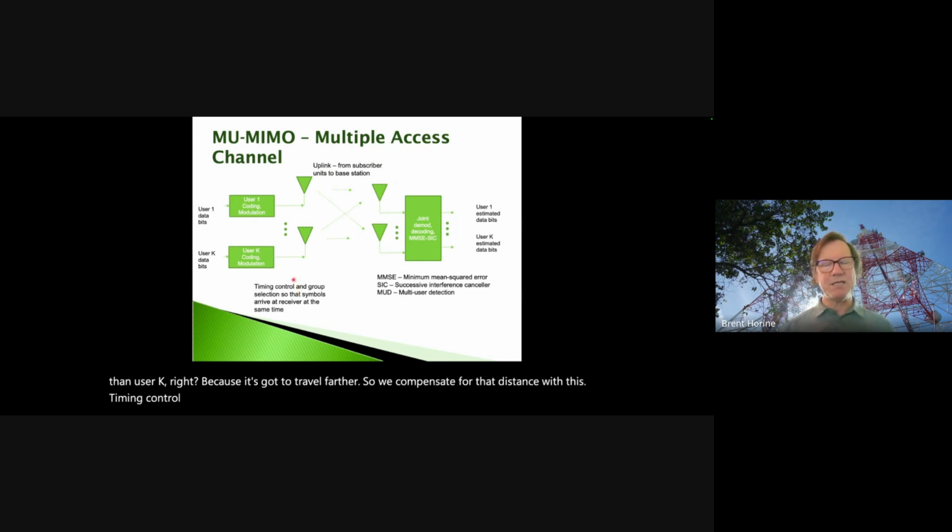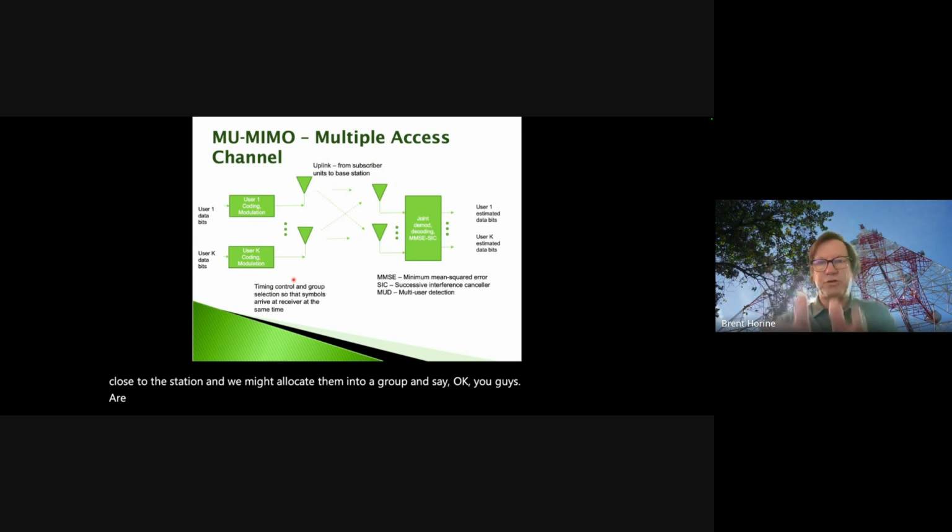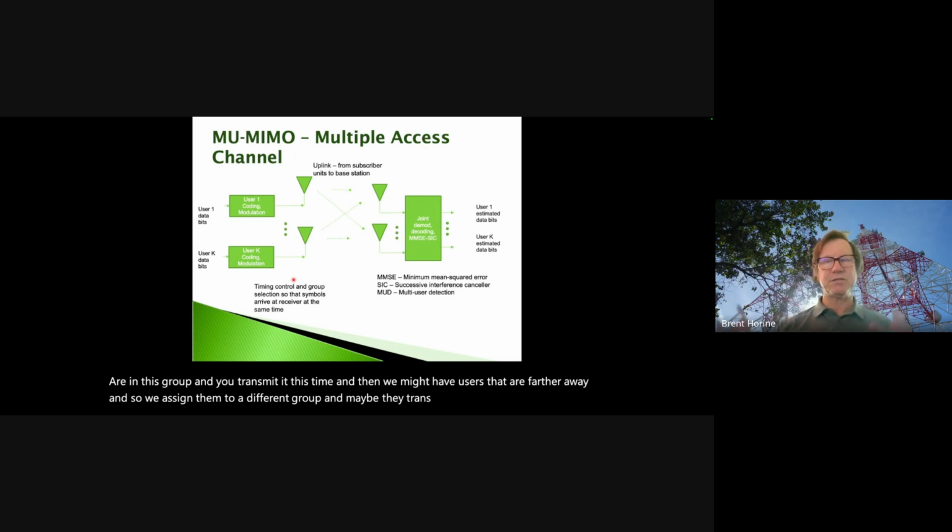If we've got a big base station, we might have a group of users that are all pretty close to the station, and we might allocate them into a group and say, okay, you guys are in this group and you transmit at this time. And then we might have users that are farther away, and so we assign them to a different group, and maybe they transmit next, right? So they wouldn't necessarily transmit at the same time, but those that are within the same group would, right? And then they would have the fine timing control inside there, right?